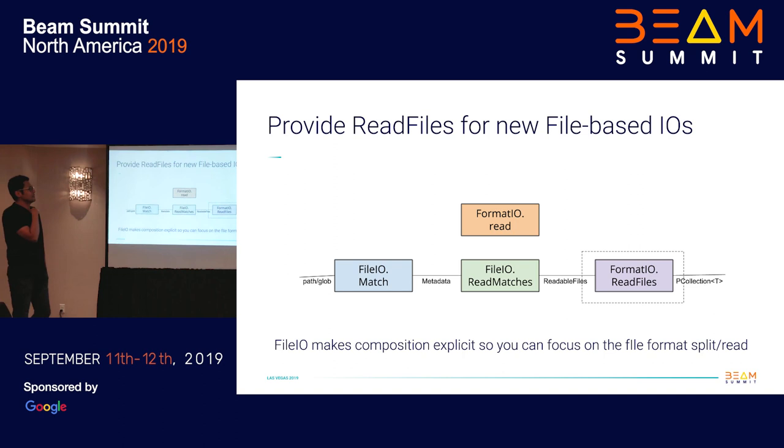So the idea here is that before we had this file format based IO, like Avro IO or text IO, and we did reads, and that was it. And you passed the path that you were going to read, and that's all. But file IO makes this composable by exposing more transforms. One transform matches the results that we are going to read, for example, expanding the glob. And then we have metadata about that. So we can maybe filter stuff here.